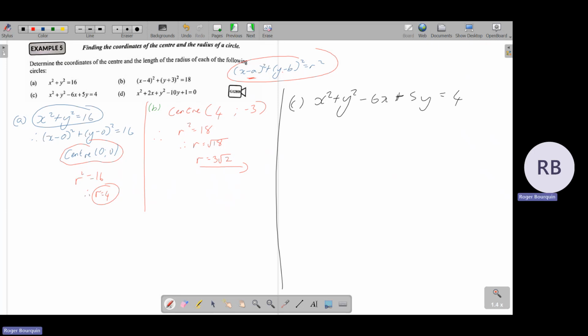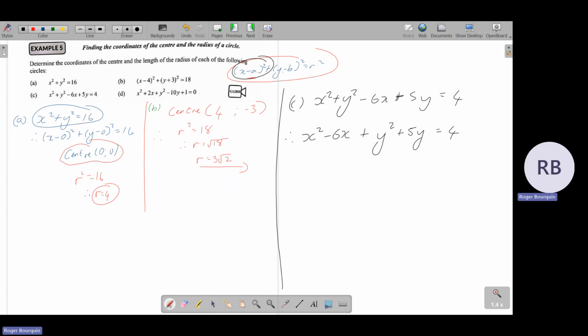The equation of the circle always has to be able to be written ultimately as x something squared, and y something squared. So the first thing you must do is get all your x's and your y's together and the numbers on the other side. I'm going to rewrite this as x squared minus 6x plus y squared plus 5y is equal to 4. So x's are together, y's are together.